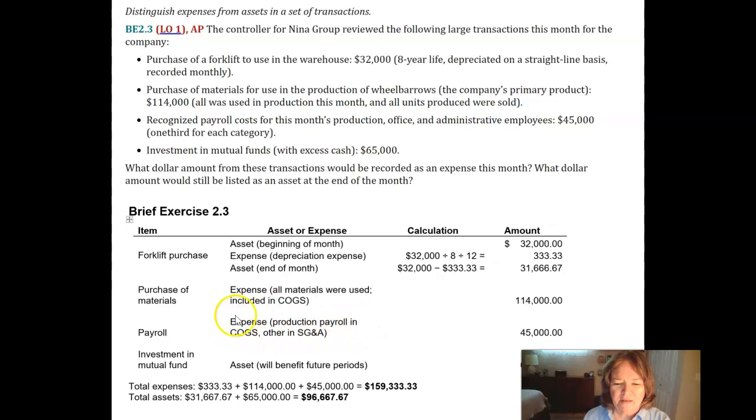Okay, don't forget this is in production of wheelbarrows, and I think they were all sold, so the whole thing is going out through the income statement. So that's $45,000, and then finally they invested $65,000 in mutual funds, so the whole $65,000 would be an asset. Okay.